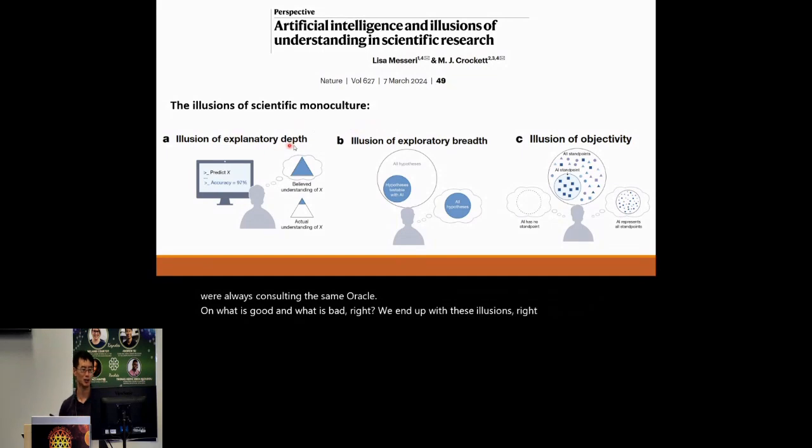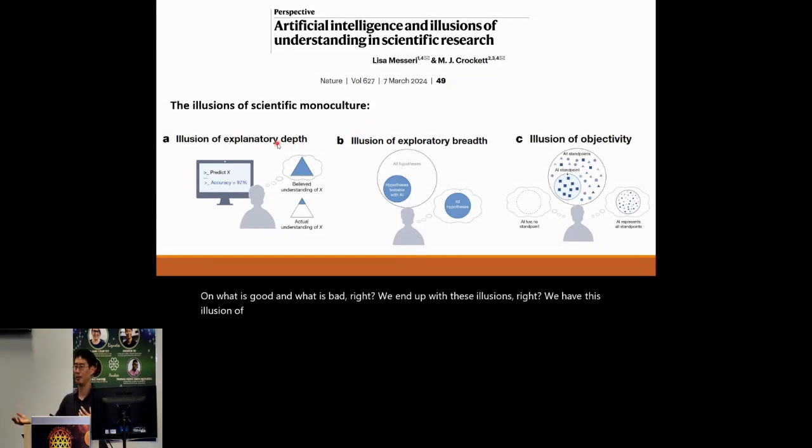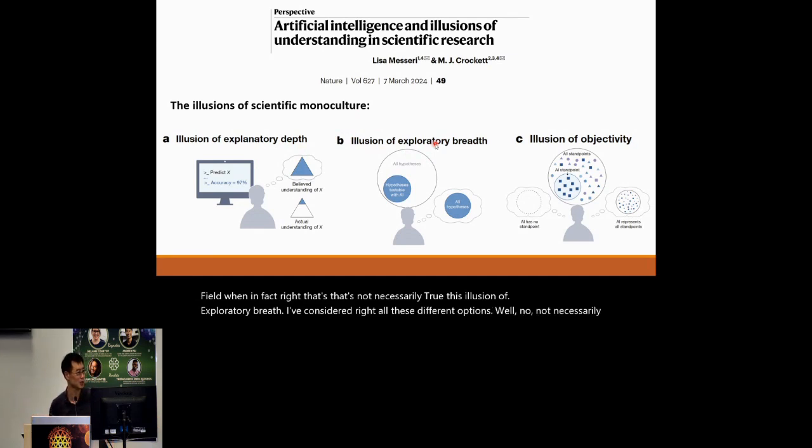We have this illusion of explanatory depth. The LLM has taught us something, so now I know all of this field. When in fact, that's not necessarily true. This illusion of exploratory breadth. I've considered all these different options. Well, no, not necessarily. LLMs aren't designed for that.